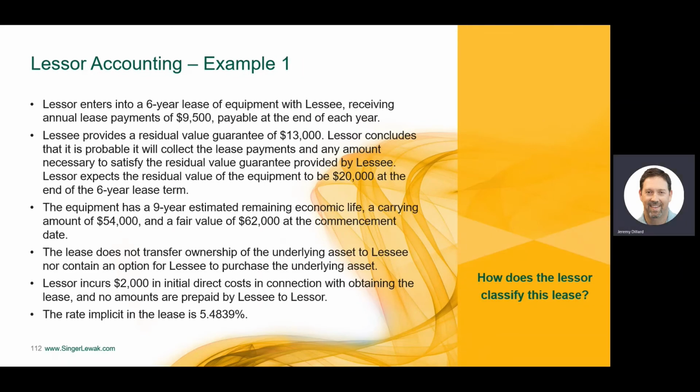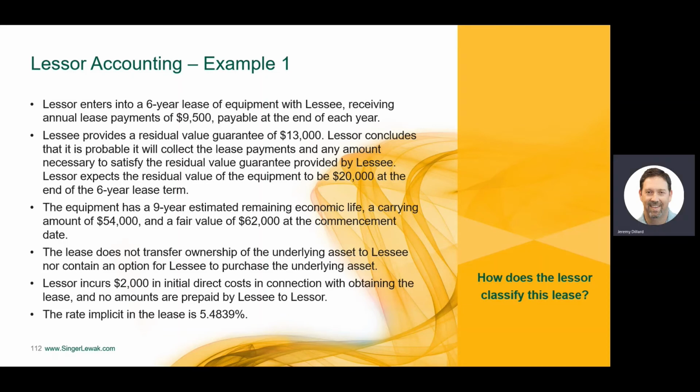Now let's go through two examples of how lessor accounting works under Topic 842. In example 1, there's a 6-year lease of equipment with annual payments of $9,500 due at the end of each year. There's also a residual value guarantee of $13,000, and the lessor expects the equipment will be worth $20,000. When the lease starts, the lessor's records show the equipment has 9 more years left in its useful life and a net book value of $54,000.